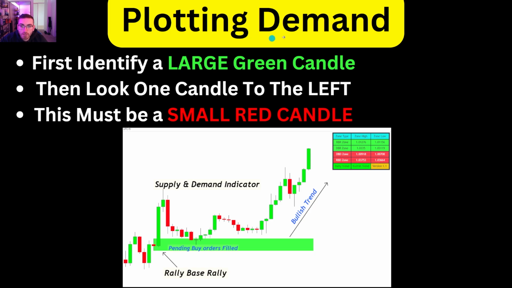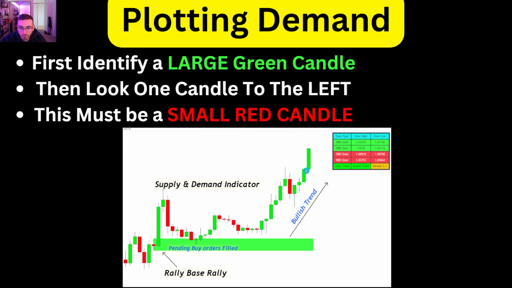Now, when plotting our demand areas, the first thing that we want to do is identify a large green candle. So as we can see with this screenshot right here, the very first thing I'm looking for is a large green candle. So right here, we have a very large green candle. Even over here, we have a very large green candle as well. But then once you identify your large green candle, the next thing you want to do is look one candle to the left. Now that candle, that is one candle to the left, must be a small red candle.